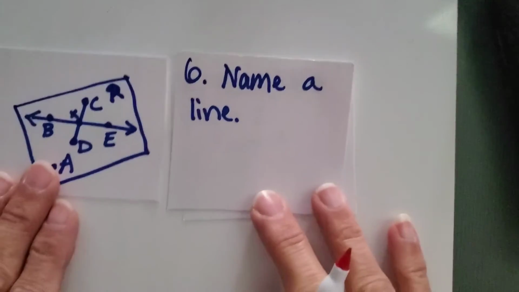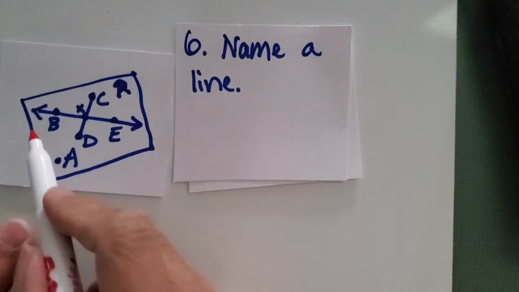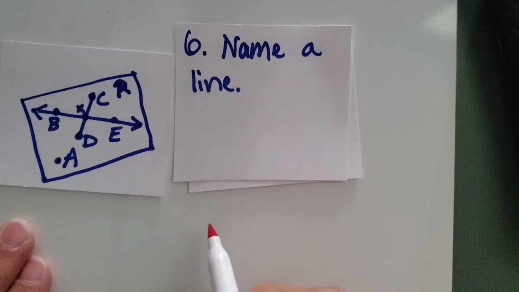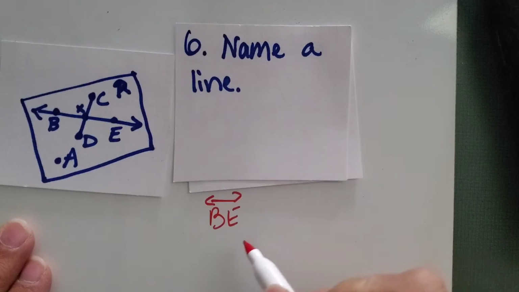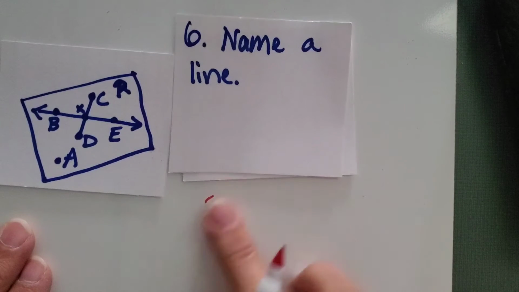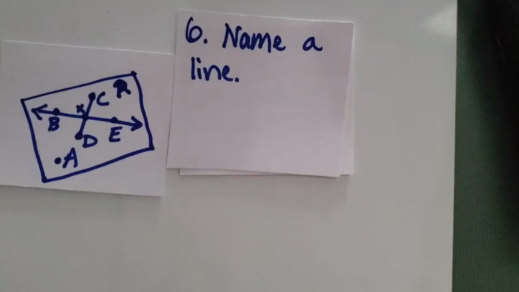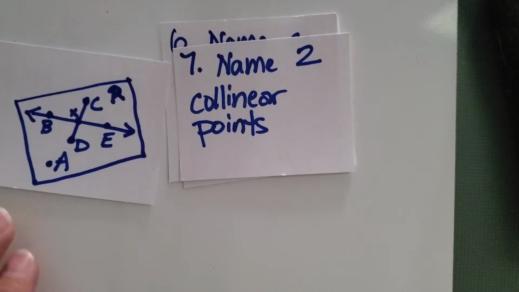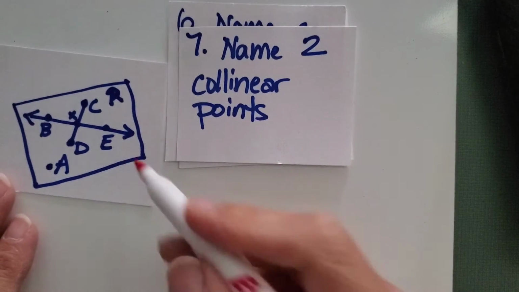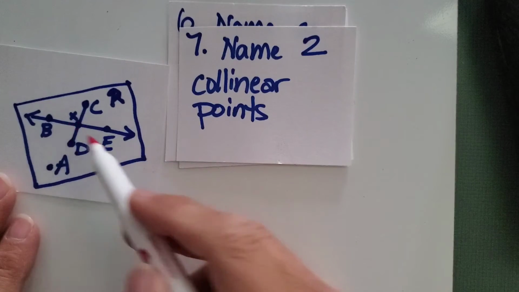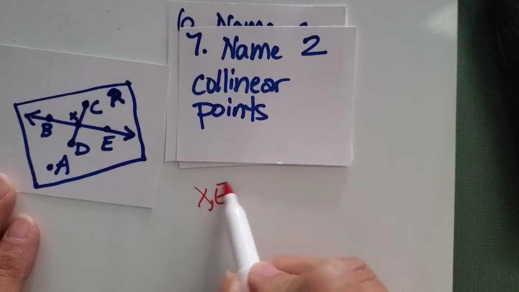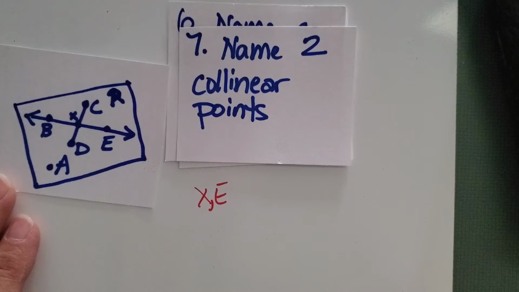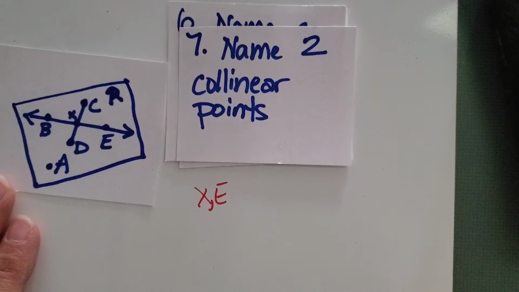All right, next, with that same picture, name a line. Well, I can see this line here. This looks like a line, so I'm going to say line BE, and you could also have said EB. You can reverse it. Next, name two collinear points. Well, C and D are on the same line, B and X, X and E, B and E. I just need to name two, so I'm just going to choose X and E. X and E are points on that same line.